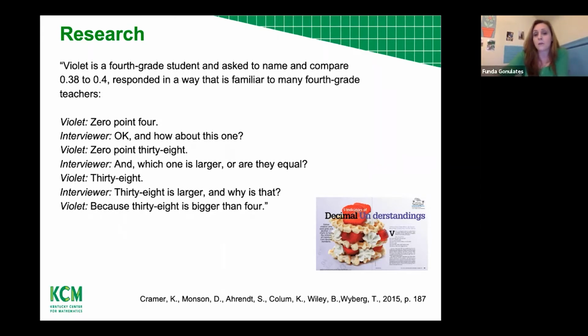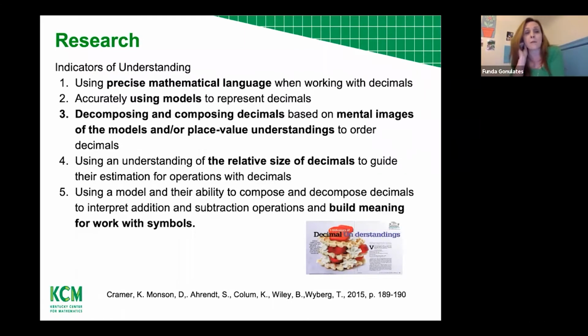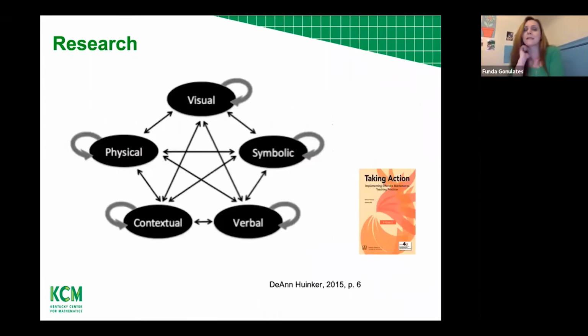Kramer and her team talk about how this reflects many missing indicators, like using precise mathematical language, using models, creating mental images, having an idea of the relative size of decimals, and building meaning for work with the symbols. All these indicators made me consider this graph, this visual.